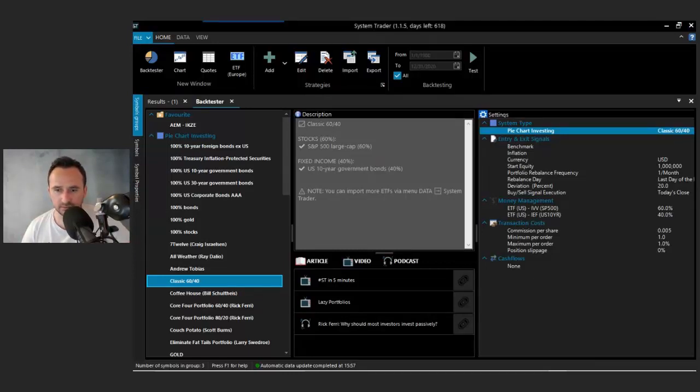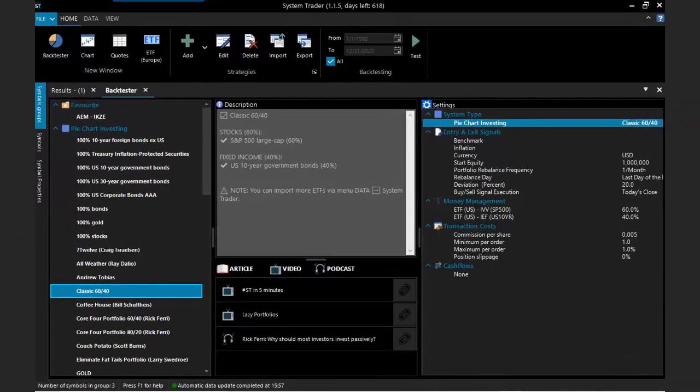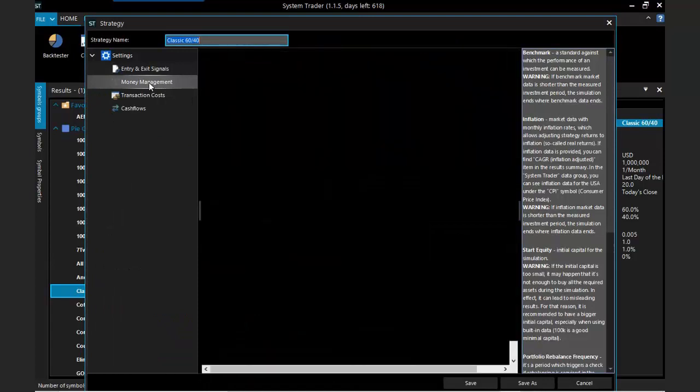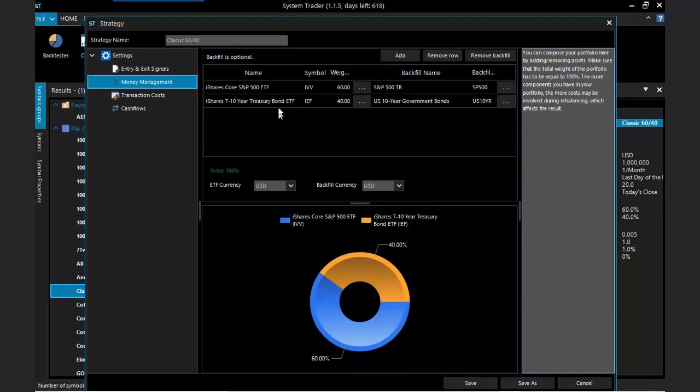Let's imagine that you would like to test a simple portfolio, or even a more complex portfolio, it doesn't matter. But just to have a simple example here, I will use the classic 60-40 portfolio in which we have 60% of S&P 500 stocks, an ETF for example, and 40% in fixed income, 10-year government bonds. If we go into the details of that portfolio, we can see that in fact we have two ETFs, IVV for S&P 500 in that case, and IEF for 7 to 10-year treasury bonds.